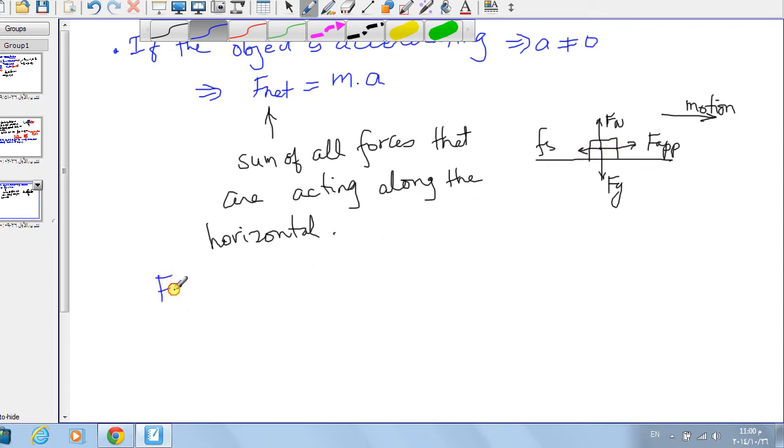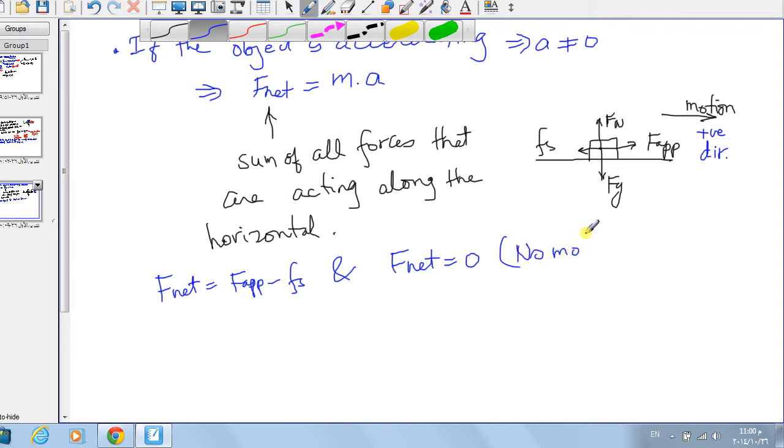So F net in this case is equal to F applied minus Fs. Always we start with the force that is in the direction of motion, because I'm assuming here the direction of motion is the positive direction. So F applied is in the positive direction, Fs in the negative direction. So F applied minus Fs. And also we know that F net is equal to, in this case there is no motion, equal to 0. It's Fs, static friction.